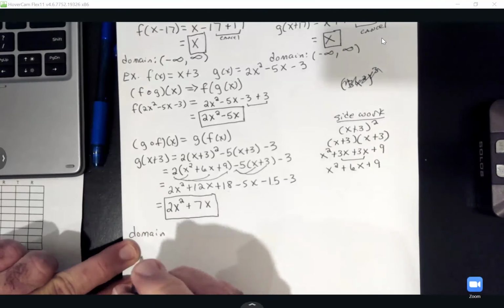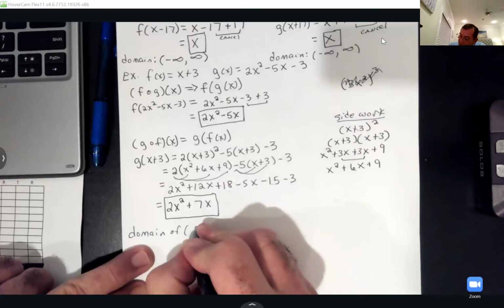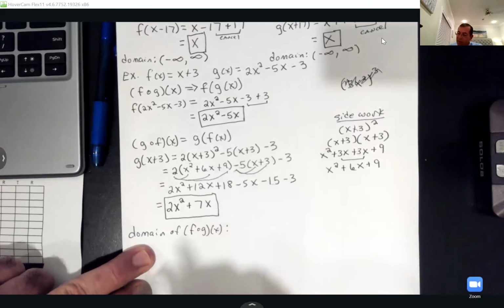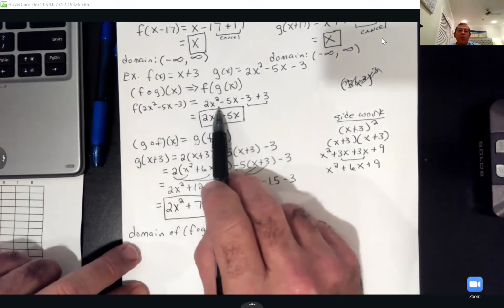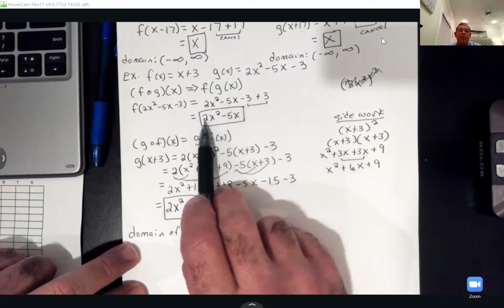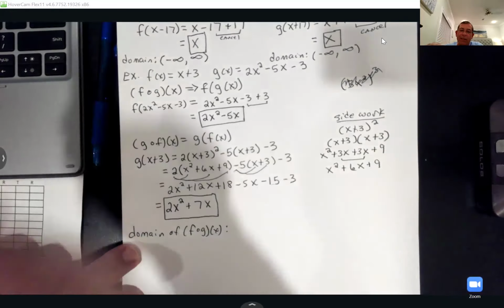All right, so let's look at the domain of our f composed g of x. So that was this one, f composed g of x. I had 2x squared minus 5x minus 3 plus 3 simplified to a 2x squared minus 5x. What is that domain?